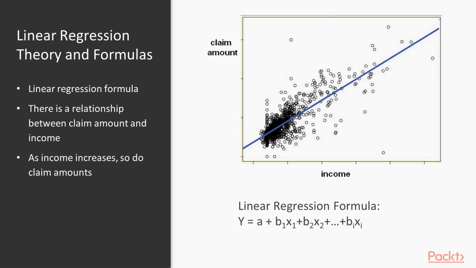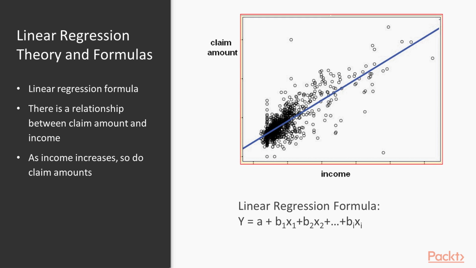So in this example, we're looking at the relationship between income and claim amount. And you can see that we have a relationship between these two variables. And you can see that as we increase in income, we're also increasing in claim amount. And this relationship is following a general straight line pattern, so it is a linear relationship. And therefore, we can use linear regression.